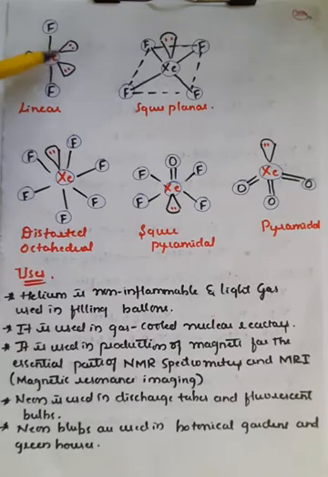Here if you observe, this is 1, 2 and 3, and on the other side it is bonded with the fluorine atom with a single bond. That is the linear structure.